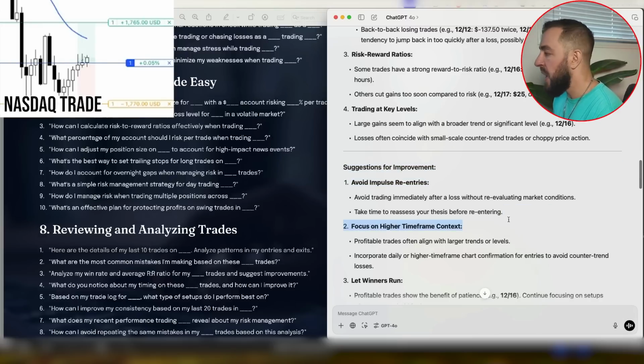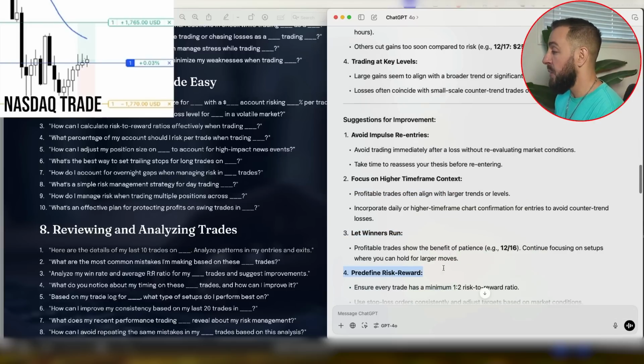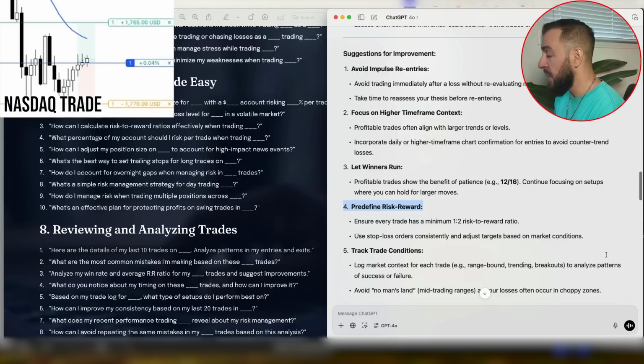Focus on higher time frame context. Always good advice. Let your winners run. Always good advice. Predefine risk to reward. I like that. It's telling me a minimum of 1 to 2. I use a minimum of 1 to 1, but I like the suggestion of trying to go for a greater risk to reward, but that really does depend on your individual strategy.